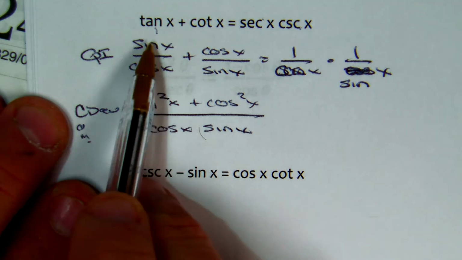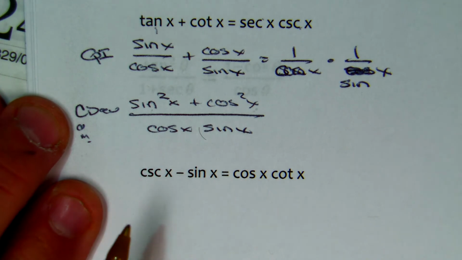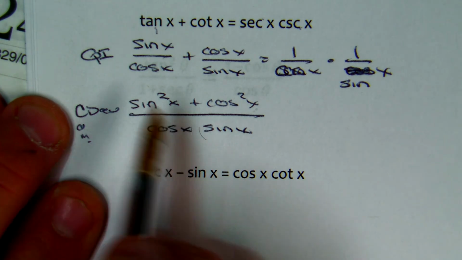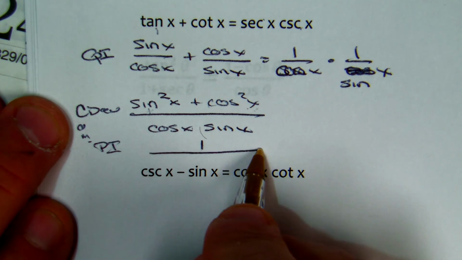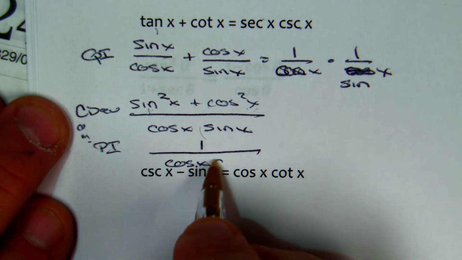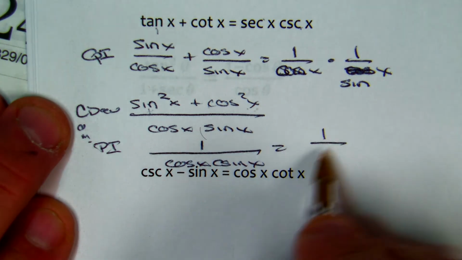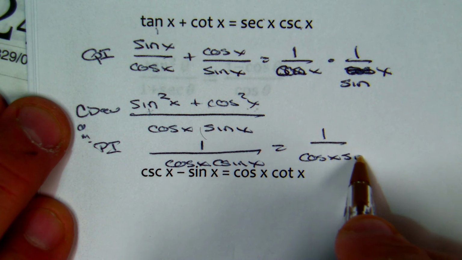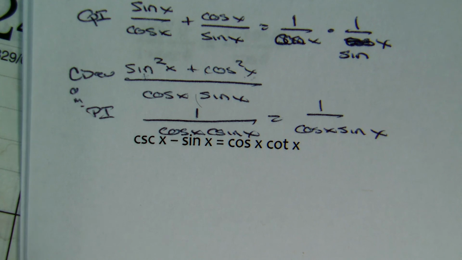Alright, so I multiplied sine by sine, which gave me the sine squared. Cosine times cosine gave me the cosine squared. Sine squared plus cosine squared by Pythagorean identities is 1. So that becomes 1 over cosine x sine x, equals 1 times 1, which is 1 over cosine x sine x. So again, keep in mind, they just have to be the same. You don't have to leave one like the way it is.